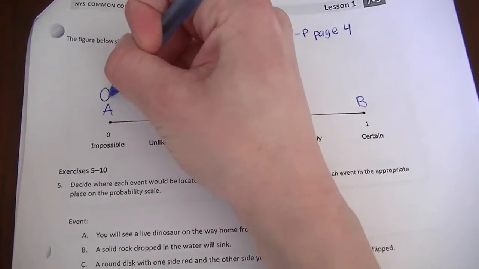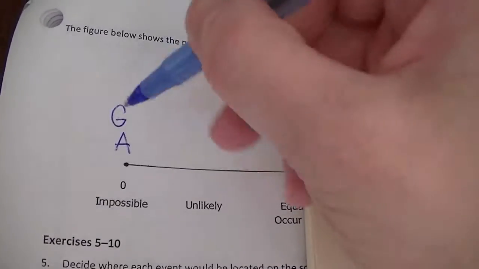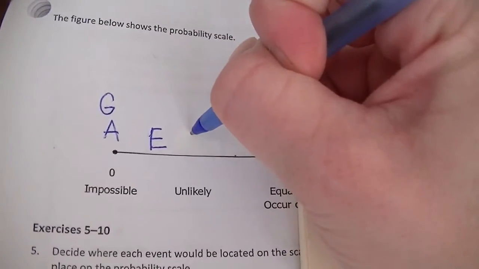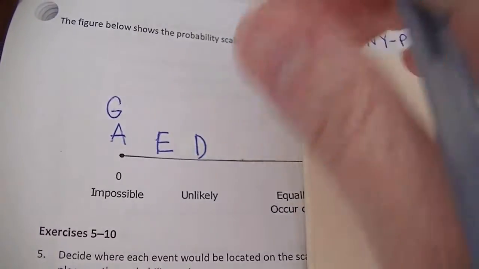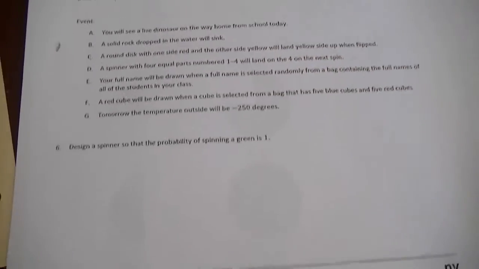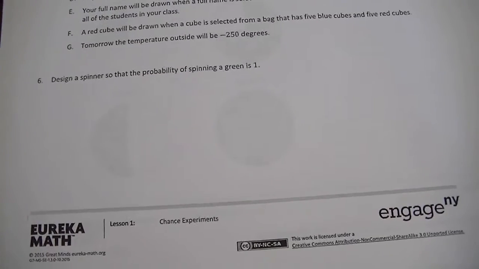And this is what you should have gotten. And E would probably go about right there. And then D would have a 25% chance of happening, so go right there. Okay. All right, down below, number 6.